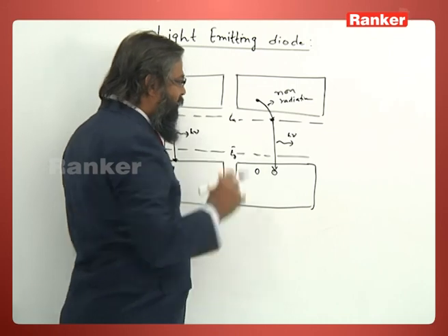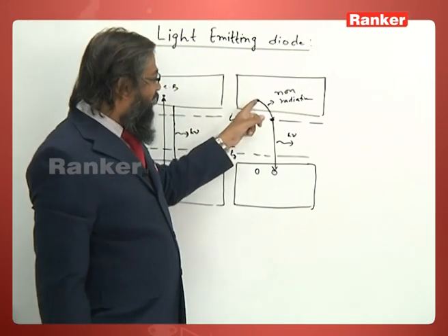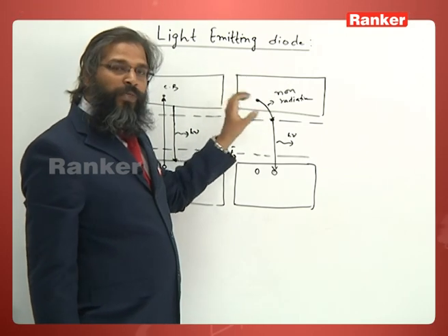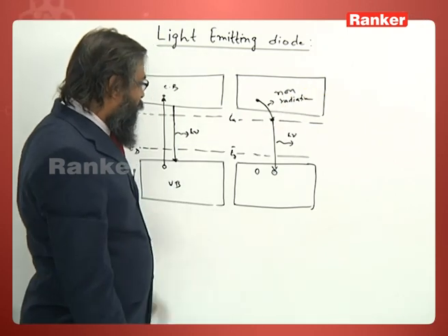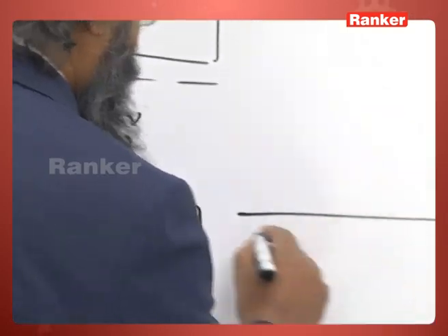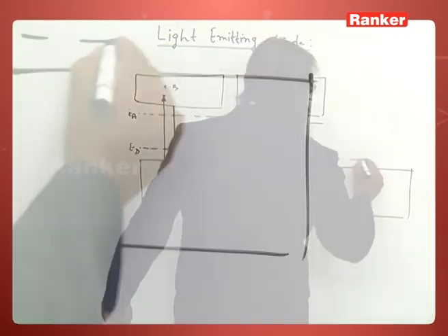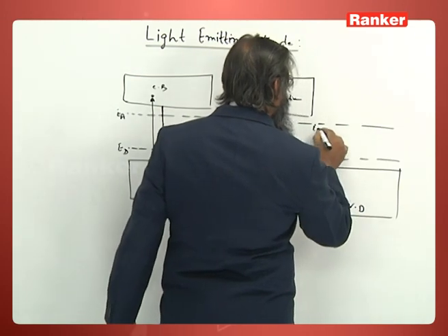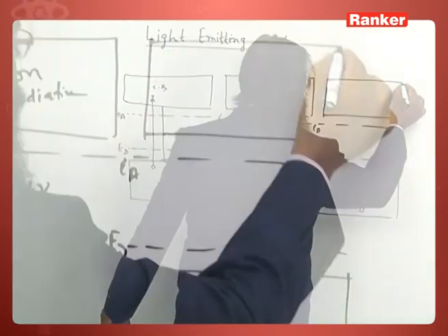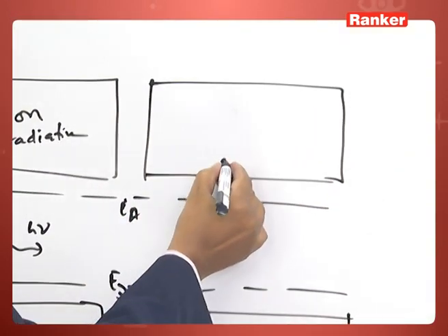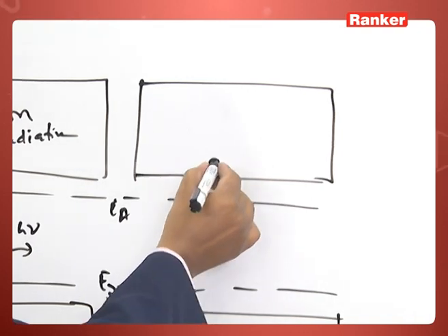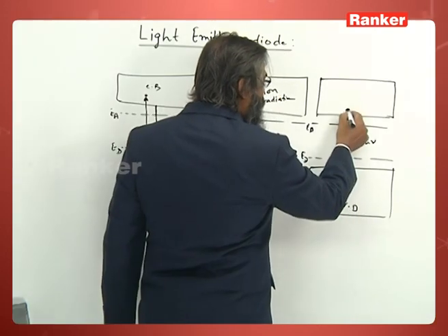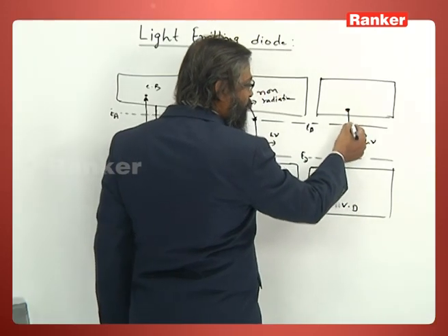Non-radiative means the energy will be radiated, no doubt, but it won't lie in the visible region. It may be in the infrared region, and that energy will be absorbed by the lattice, so it won't come out from the system. This is the valence band, this is the donor level, this is your acceptor level. Now the electron is here and it may come directly to this level, and this also emits radiation.